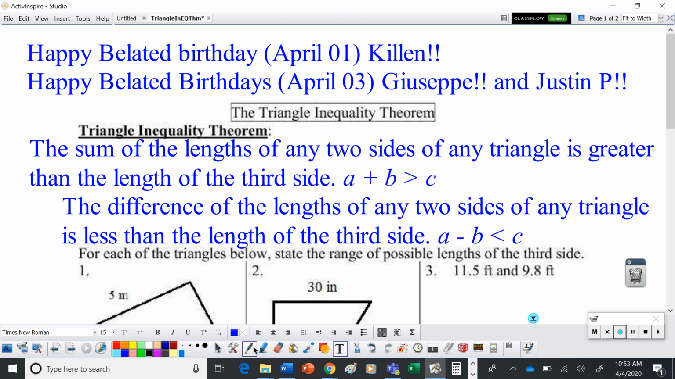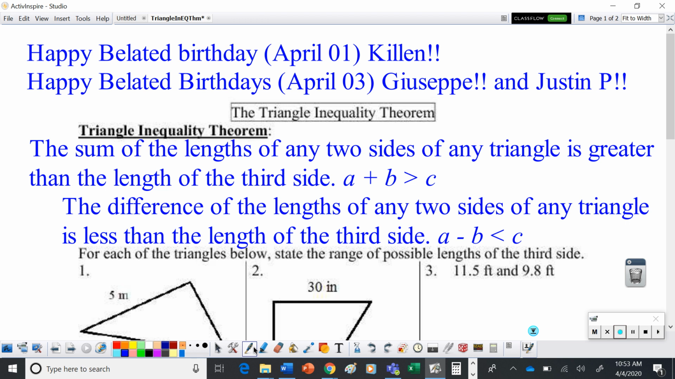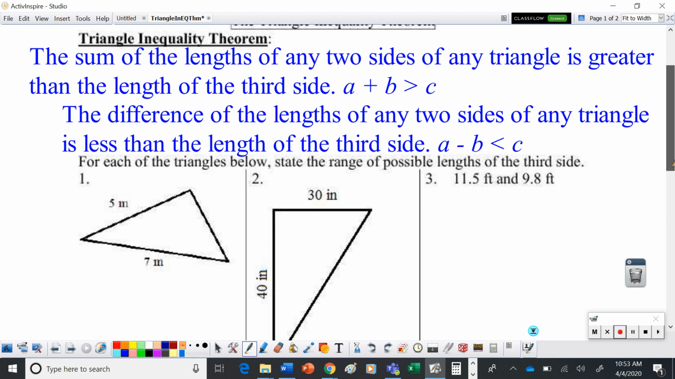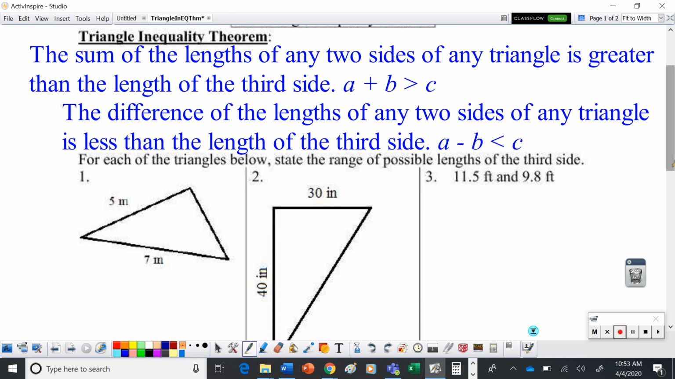Okay, so if we add the two sides together, that has to be greater than the third side. And if we subtract two sides, that has to be smaller than the third side. So there's a couple of different things that we can do with this. One thing that we can do is if we have two lengths of two sides of the triangle, we can find a range of possible lengths for that third side.